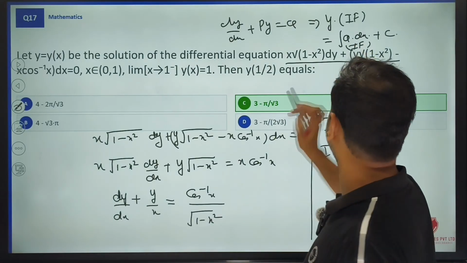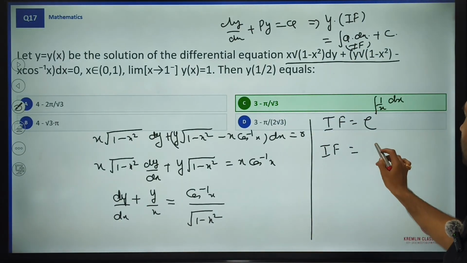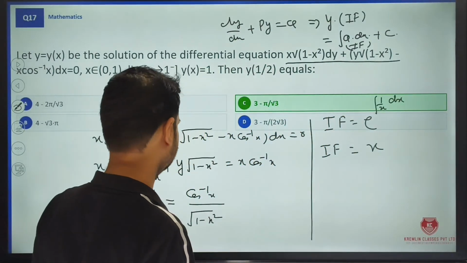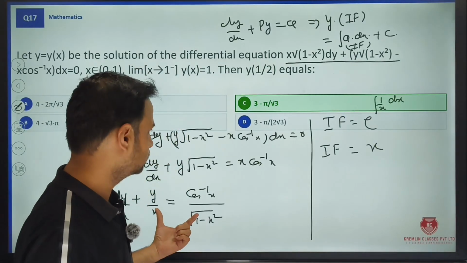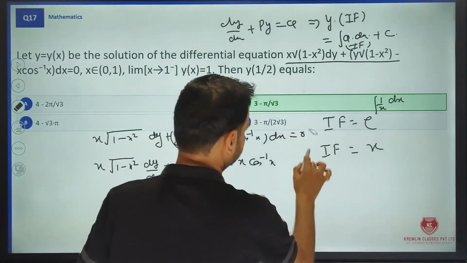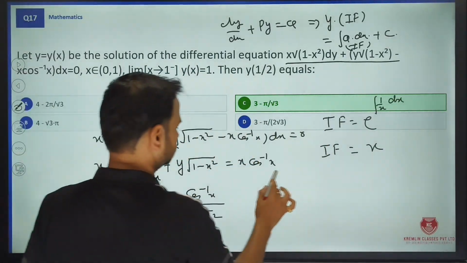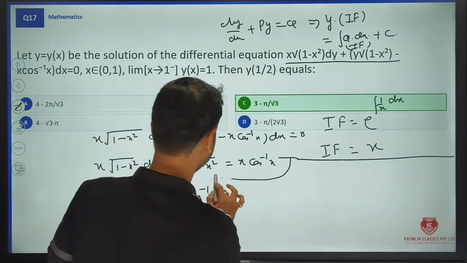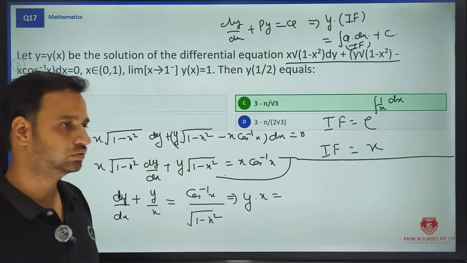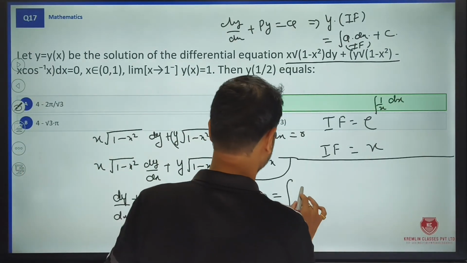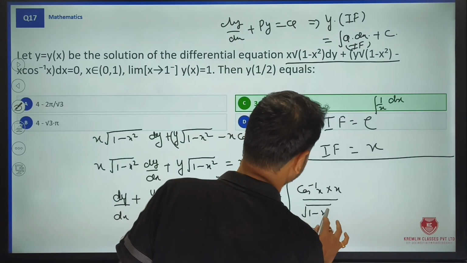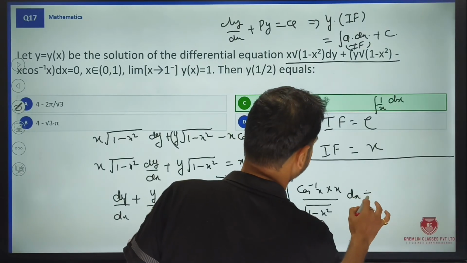So it will be e to the power ln x, so x is the integrating factor. Then we can find the solution here. One minute, let me show you how. Here the solution is y into x equals integration of cos inverse x into x upon root of 1 minus x square dx plus c.